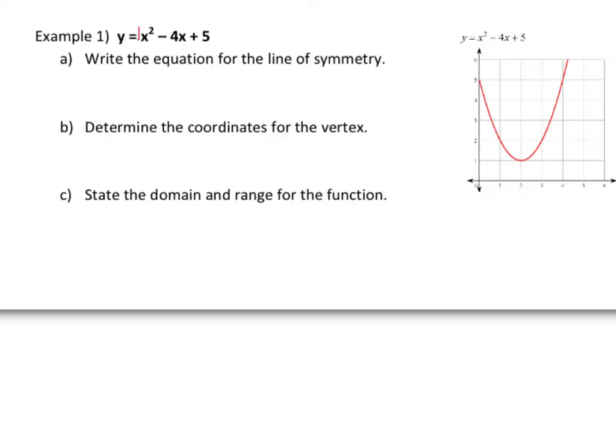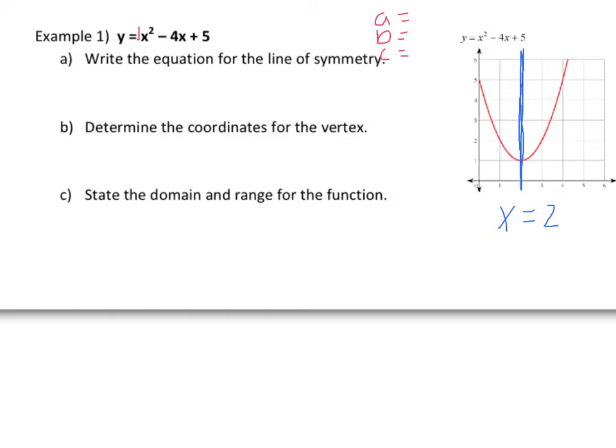Your line of symmetry should go down the middle of it and through the vertex. And that line of symmetry is of the form x equals something, and if you look closely it looks like it's going to be 2. But let's use the formula just to make sure. And again, when we do this, it's very good to write down what A is, what B is, and what C is before we get going.